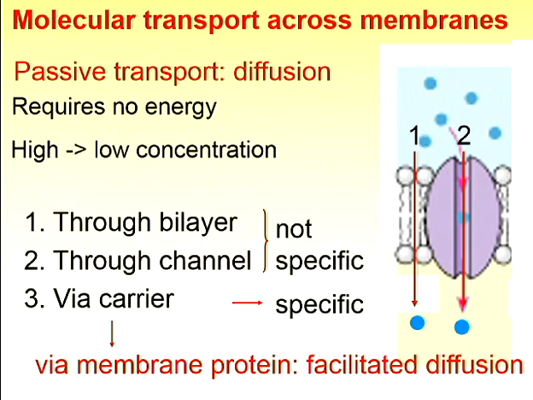And often cells have two different transporters in a membrane, and if they have to go up the concentration gradient, they will use their active transporter. But if they can get away with using a passive transporter, they will. Because why would you pay for something if you can get it for free?